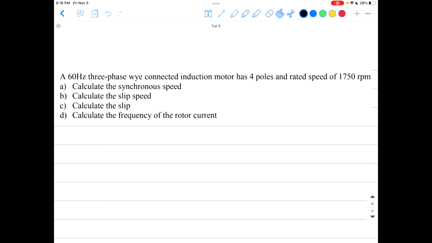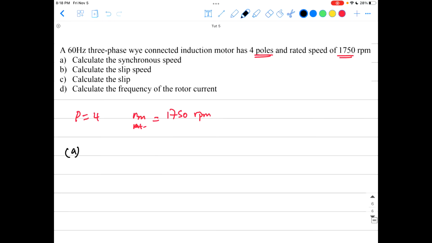It says a 60 Hz, 3-phase, Y-connected induction motor. So it's talking about an induction machine and giving you some information about it: 60 Hz, 3-phase, Y-connected, has 4 poles, so the number of poles P equals 4, and rated speed is 1750 RPM. So n_m, the mechanical rated speed, equals 1750 RPM. It wants you to calculate the synchronous speed, that is the first one.